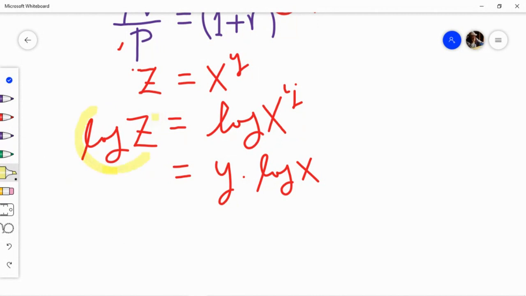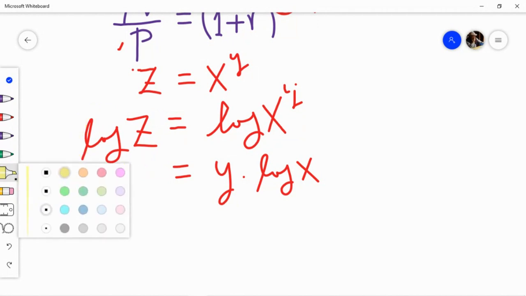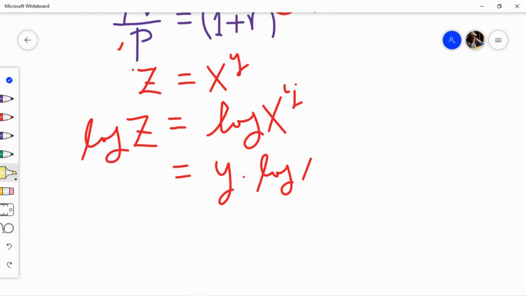Let me try. It's still very big. It's still very wide.